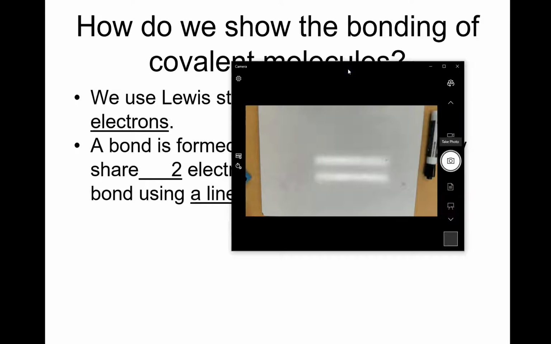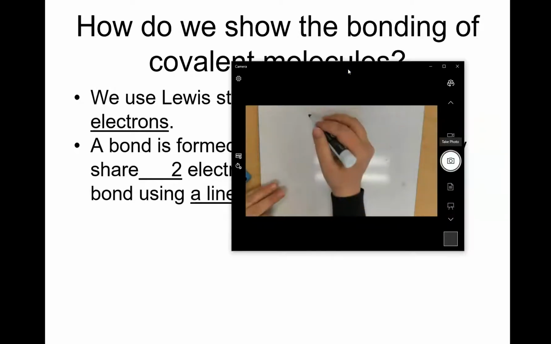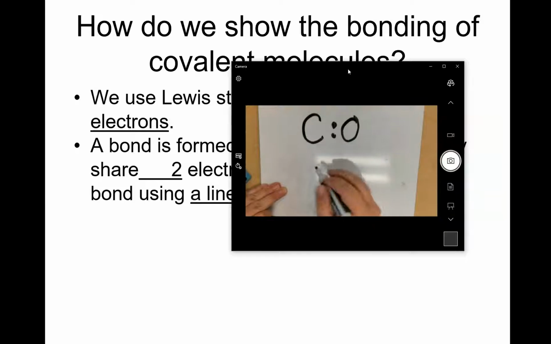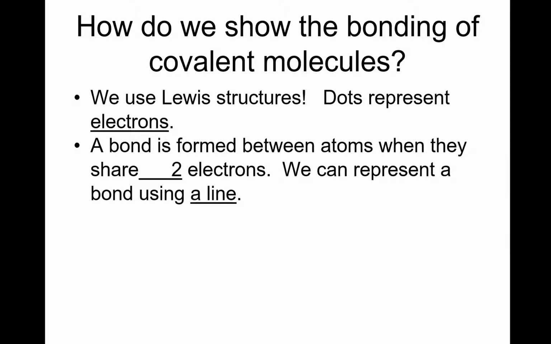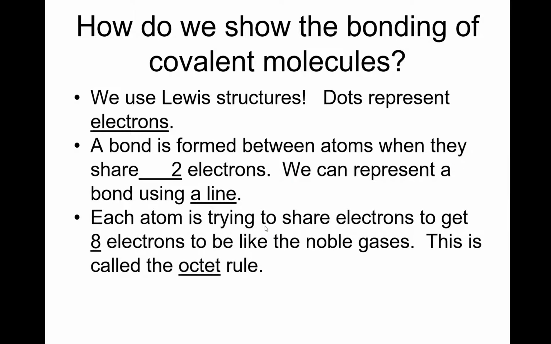So for example, a bond between carbon and oxygen could be shown like this or like this. Those are equivalent. Every atom is trying to share electrons to have access to 8 like the noble gases. We call this the octet rule.